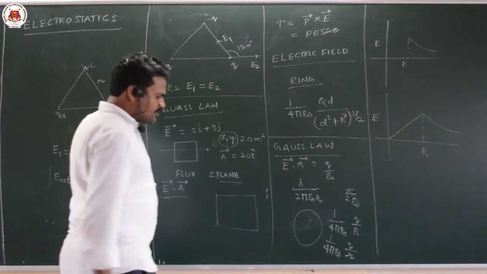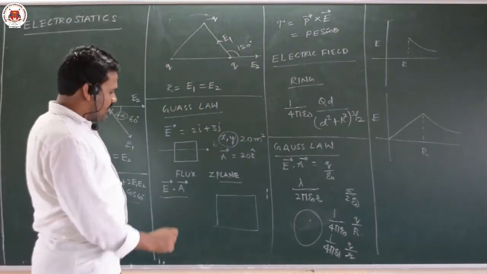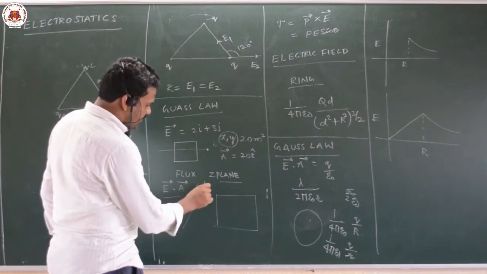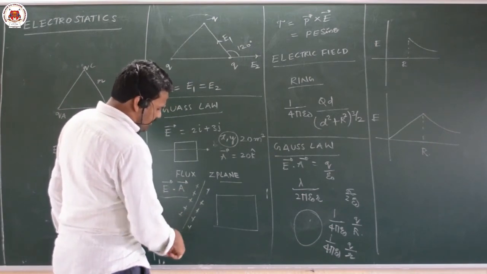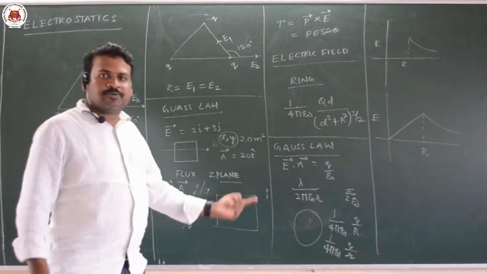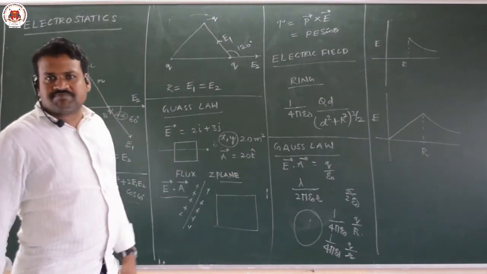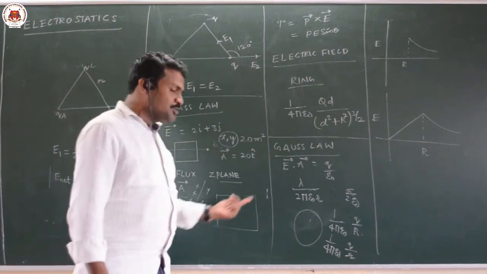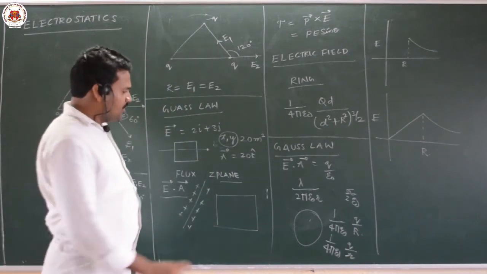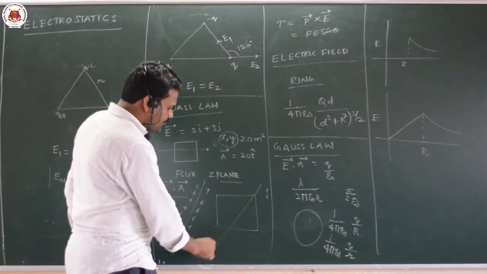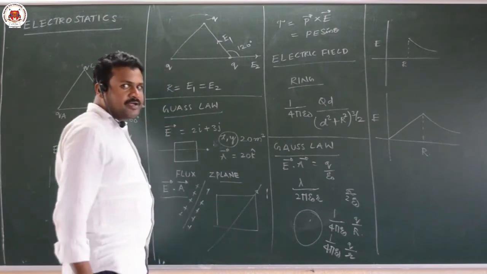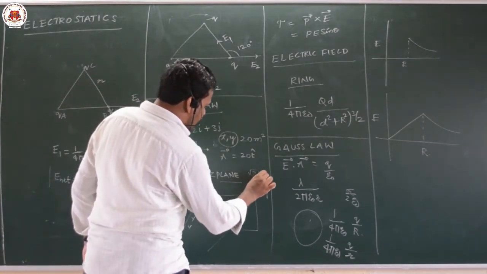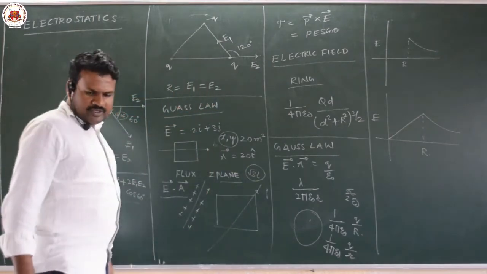Suppose I have a cubical box and I have a wire having uniform distribution of charges. I want to pass it through this cube so that flux is maximum. The question is, a wire is given to you, and you have to pass it through the cube so that flux is maximum. Then you have to pass it through the body diagonal, that is root 3 L. If it is a cube, you will get root 3 L. This is the condition.